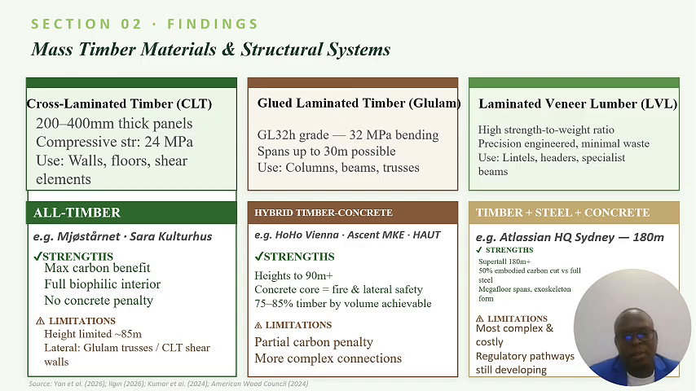Cross-laminated timber is a comprehensive building material used to create walls, roof slabs, floors, shear elements and other parts of the building. Glue-laminated timber is used for bending and spans, which are continuous lines on the building structures, used as columns, beams and roof trusses. Laminated veneer lumber has a high strength-to-weight ratio, is precision engineered with minimal waste, and is used for lintels, headers and specialist beams.